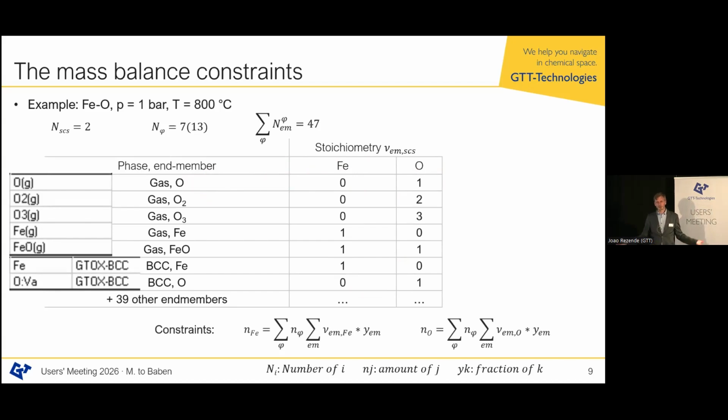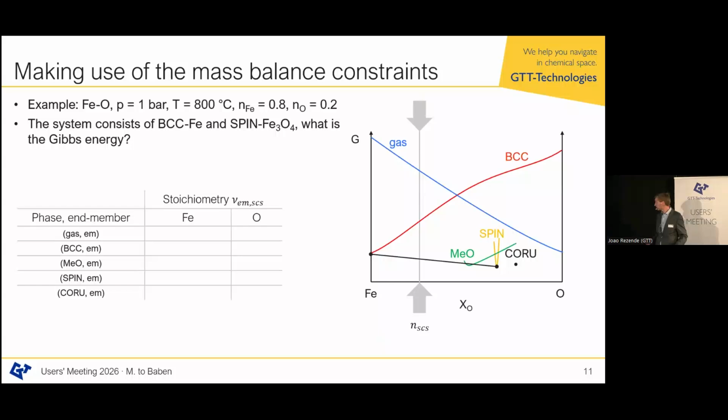And then what are our constraints that we apply during the Gibbs energy minimization that Gunnar so nicely implemented many, many years ago already, which is simply that the amount of iron in total must be equal to the sum over all of the phase amounts phi, times the stoichiometric coefficient with respect to iron, times the fraction of that end member. Yeah? So this is all there is in terms of mass balance. That's it. Good. Once you have this, now you have understood how to solve this problem.